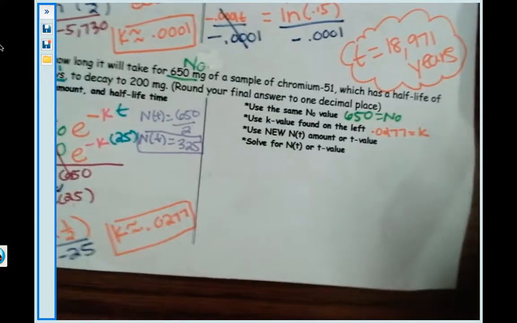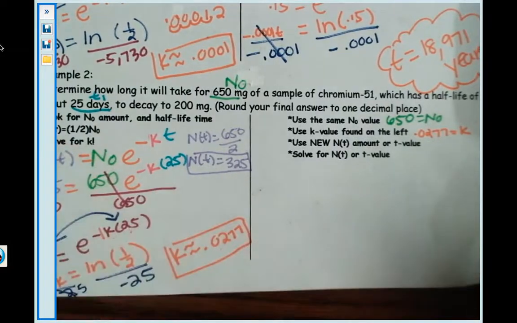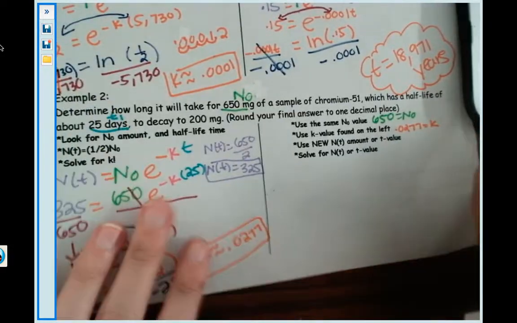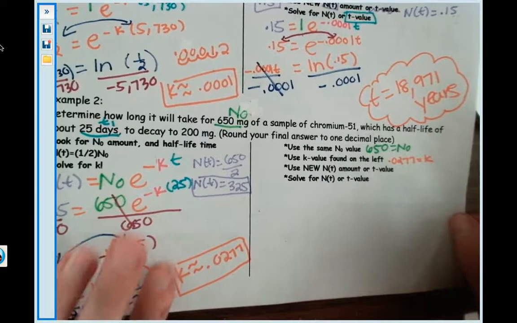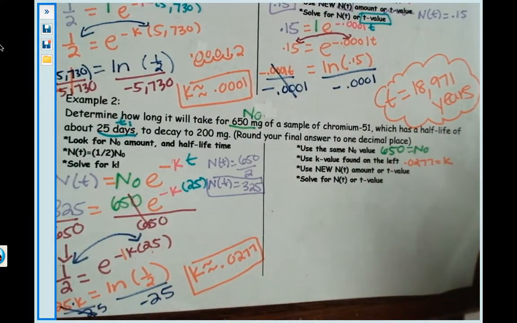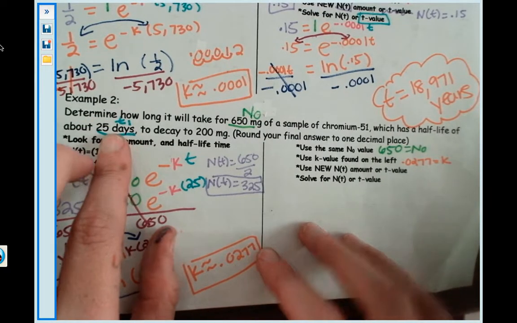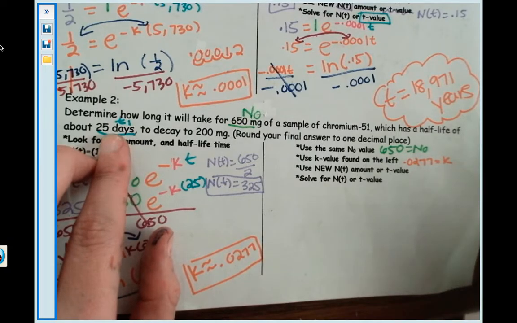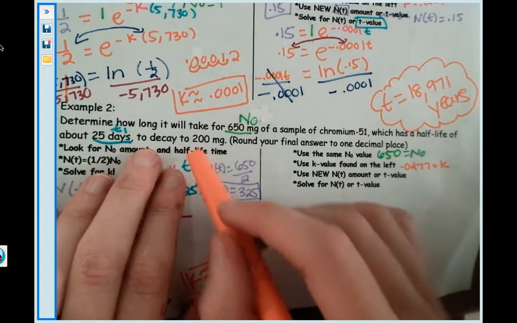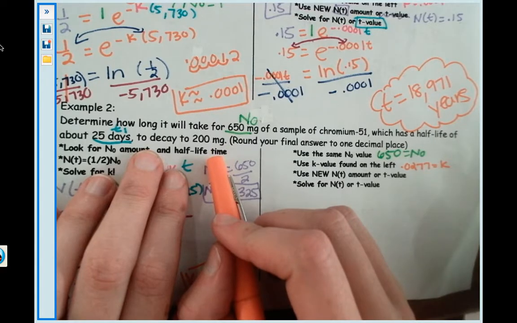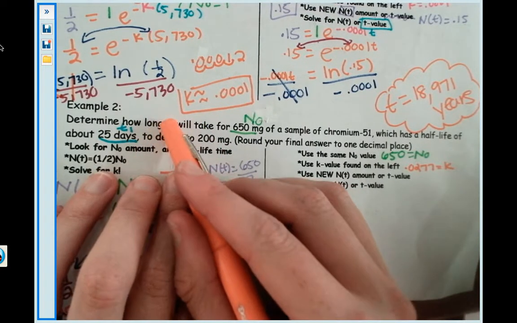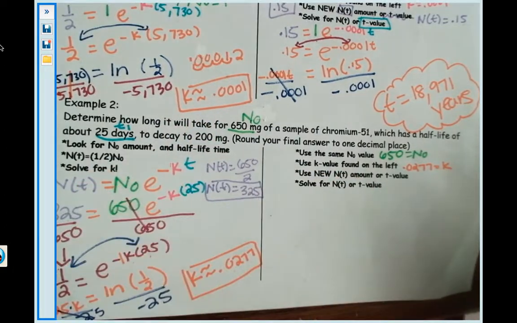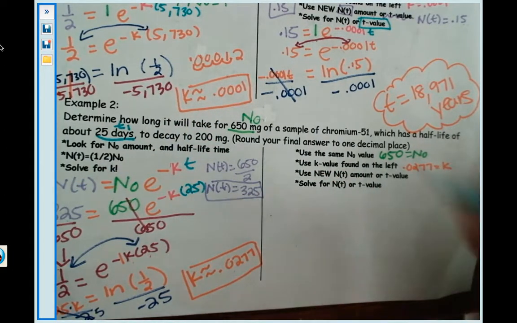So let's take a look here. Let's see if I can zoom it out just a little bit more. Determine how long it'll take for 650 milligrams of a sample of chromium-51, which has a half-life of about 25 days, to decay to 200 milligrams. This half-life time we are not using over here, so that's not my T value. I want to know how long it will take, so I'm solving for a time.